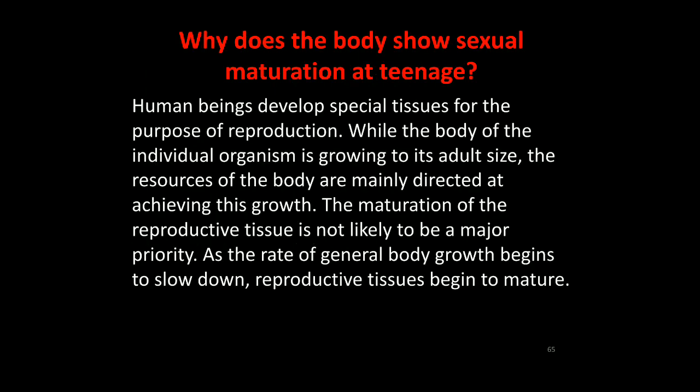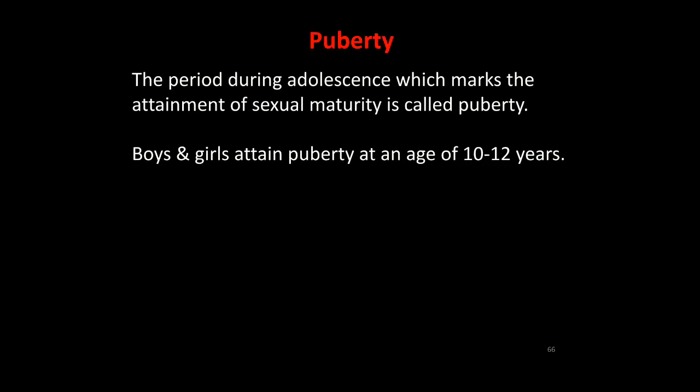Why does the body show sexual maturation at teenage? Human beings develop special tissues for the purpose of reproduction. While the body of the individual organism is growing to its adult size, the resources of the body are mainly directed at achieving growth. The maturation of the reproductive tissue is not likely to be a major priority. As the rate of general body growth begins to slow down, reproductive tissue begins to mature. What is puberty? The period during adolescence which marks the attainment of sexual maturity is called puberty. Boys and girls attain puberty at an age of 10 to 12 years.